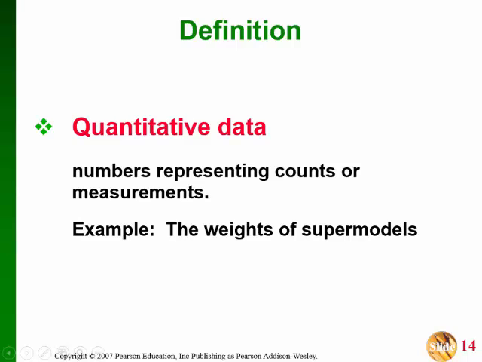Quantitative data are collections of things that you would get from a sample that are numerical. So just think of quantity, and that should get you thinking about numbers. So something like ages would be an example of quantitative data. Or here their example is weights of supermodels as a quantitative data.